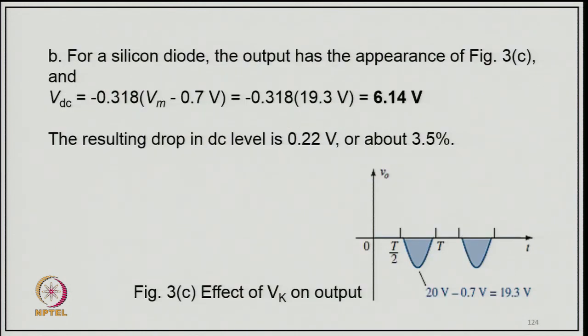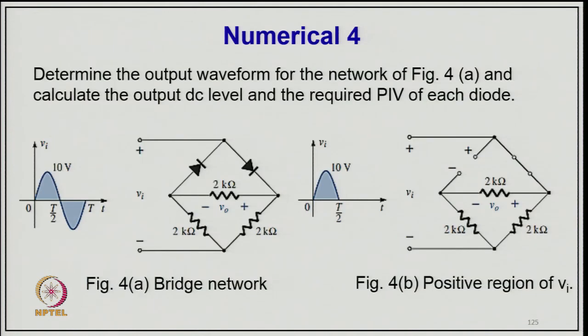And for the silicon diode, the output appears across this, and we have to take the drop of the silicon diode. So, 0.318 Vm minus 0.7, and that we calculate as 6.14. Because it is a low voltage, the diode drop of 0.7 volt also affects it, and the resulting drop in DC will be about 2 volt, or about 3.5% in such voltage, because 20 volt itself is quite low by comparison.